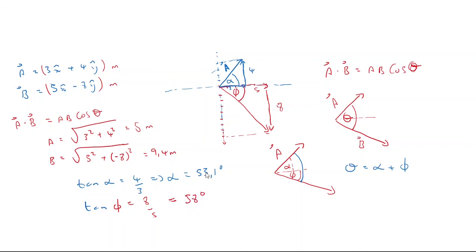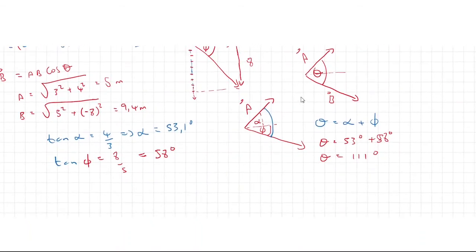So I have this, which means that my theta is going to be 53. I'll just leave it at 53, plus 58 degrees. This should be 111. Now I have the theta. I have what is theta, I have what is A, I have what is B. It's easy now to calculate.